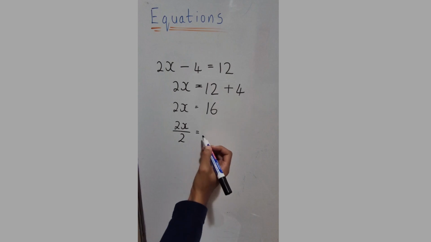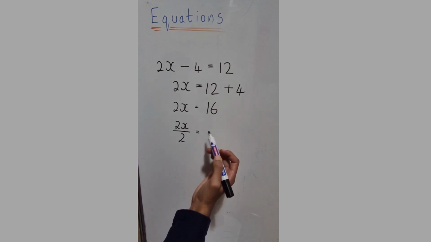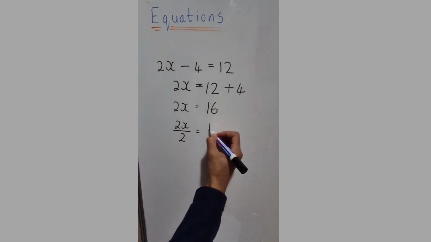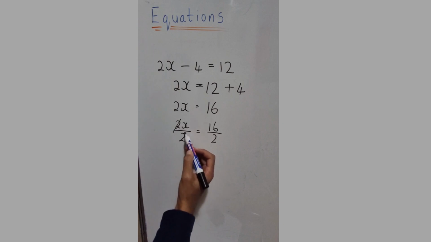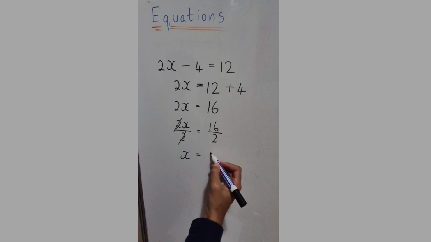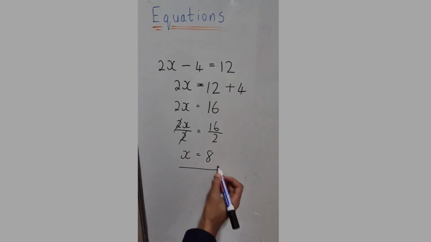But because this is an equation, what we do to the one side, we need to do to the other side. So if we divide it by 2 on the left-hand side, we need to divide by 2 on the right-hand side. These two cancel, so you're left with x, which is what we are looking to do. And 16 divided by 2 is equal to 8. And therefore, x is now on its own, and your final answer is x equal to 8.